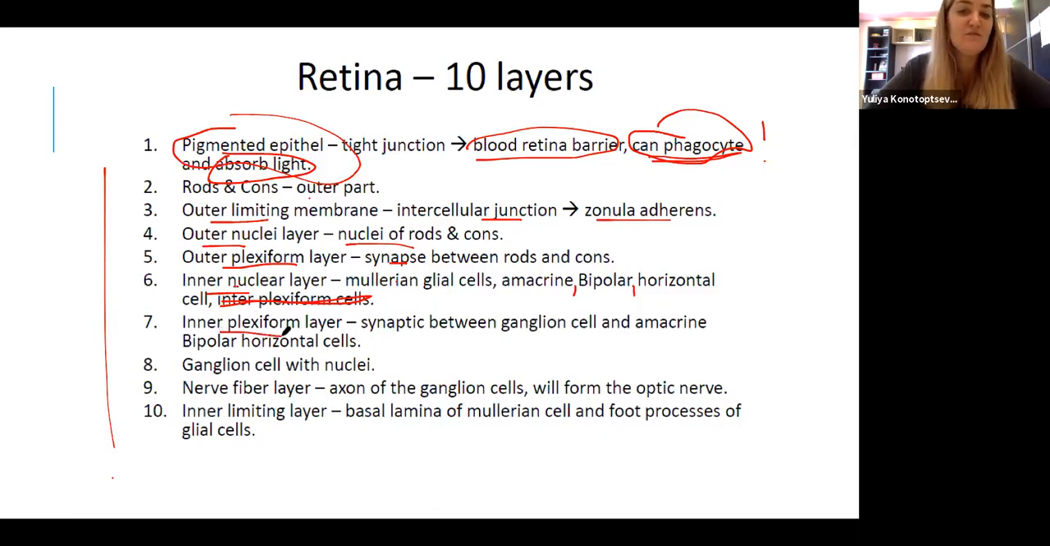In the inner plexiform, you can see a synapse between the glial cells and ganglion cell. In the eighth, you see the ganglion cell body, the cell body of the ganglion cell itself. In the ninth, you see the axon of the ganglion cells that is exiting. And then sometimes you see the inner limiting membrane. It's just the basement membrane of the Müllerian glial cells specifically.